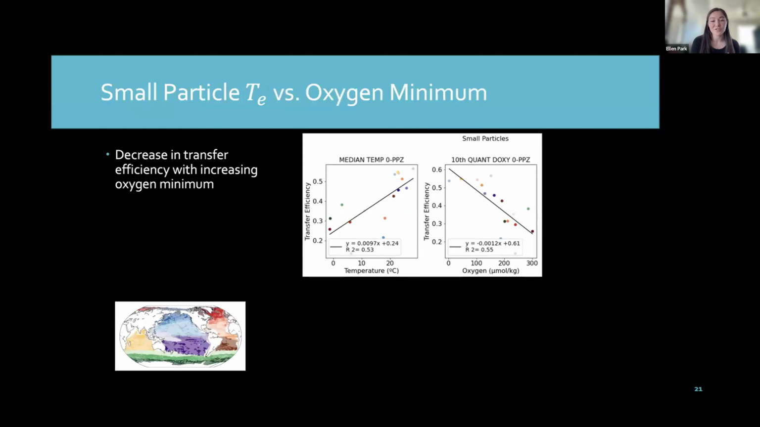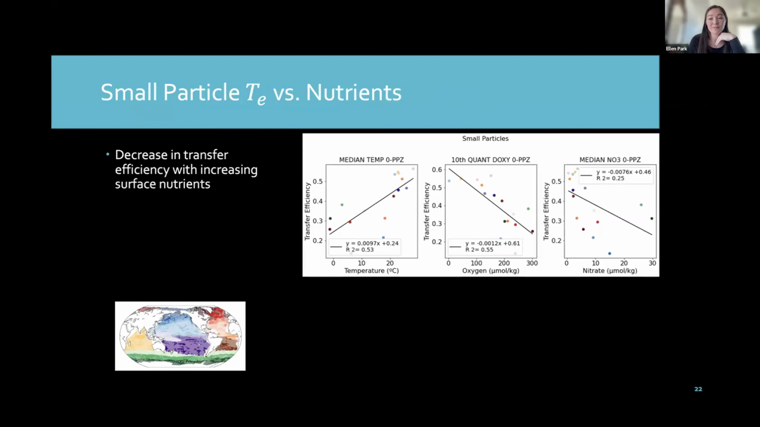So we can look at the oxygen minimum, and we see that there is a negative correlation between the transfer efficiency and the minimum oxygen, which we're defining here as the 10th quantile to make it less sensitive to outliers in each biome. And so this goes with what we would expect, where when you have oxygen, it's easier to respire and consume these particles than when there's no oxygen. And we can also look at how it varies with nitrate.